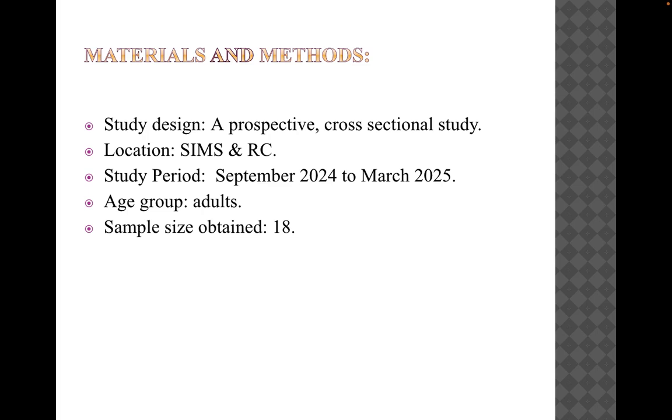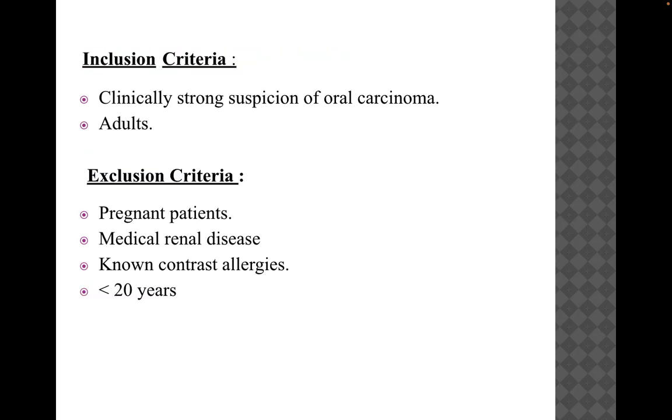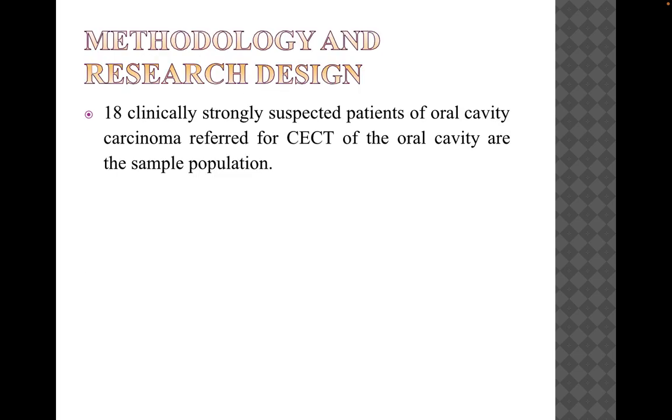Materials and methods. Study design: a prospective and cross-sectional study. Location: Srinivas Institute of Medical Science and Research Center. Study period is from September 2024 to March 2025. Age group is adults. Sample size obtained is 18. Inclusion criteria: clinically strongly suspicious of oral carcinoma, and adults. Exclusion criteria: pregnant patients, renal disease patients, known contrast allergies, and patients less than 20 years of age.